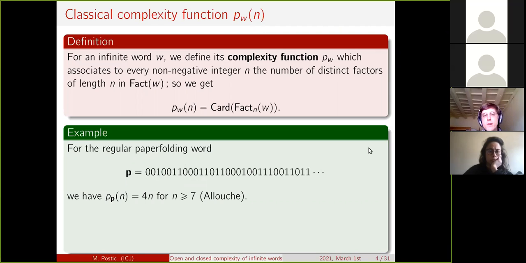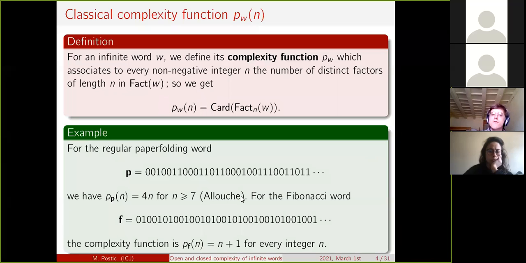And actually, it has been shown by Jean-Paul Allouche that the complexity of the regular paper folding word is 4n for every n greater than 7. If we take another very famous word, the Fibonacci word, we can easily see, I mean, it's not that hard to compute, that the complexity function of the Fibonacci word is n plus 1 for every integer n. So you have 2 factors of length 1, you have 3 of length 2, etc.